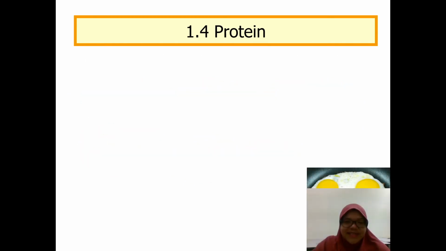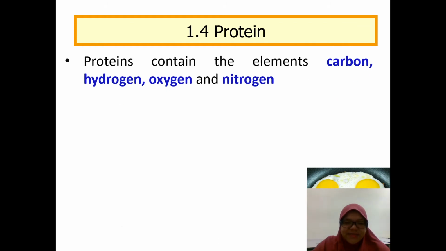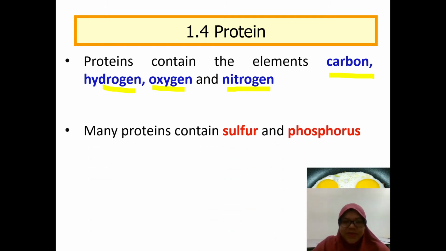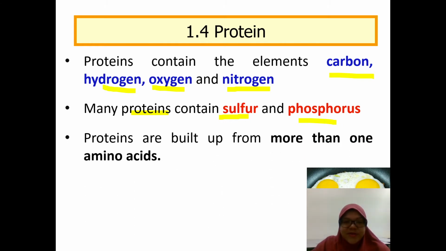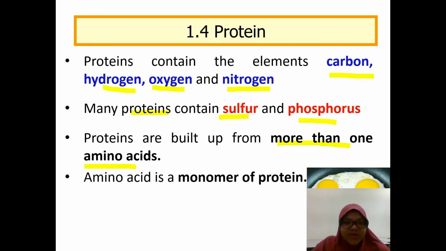Actually, protein contains the elements carbon, hydrogen, oxygen, and nitrogen. Also, many proteins contain sulfur and phosphorus. Proteins are also built up from more than one amino acid. If it is a protein, that means it's a polymer, and the polymer is a long chain. The long chain is built up from the building block, which we call a monomer. So the monomer for protein is amino acid.